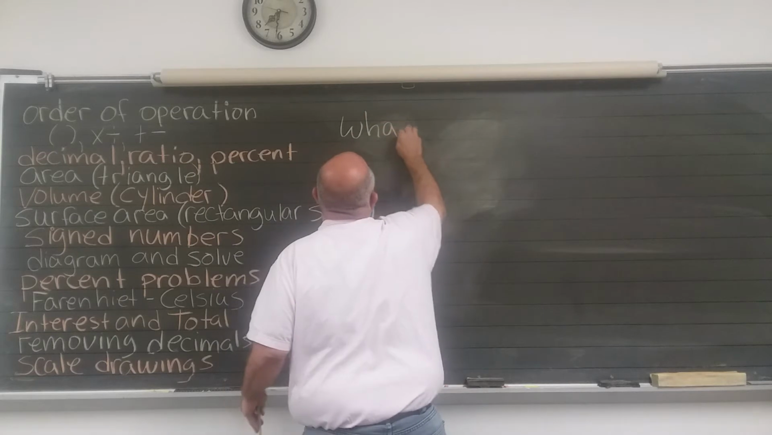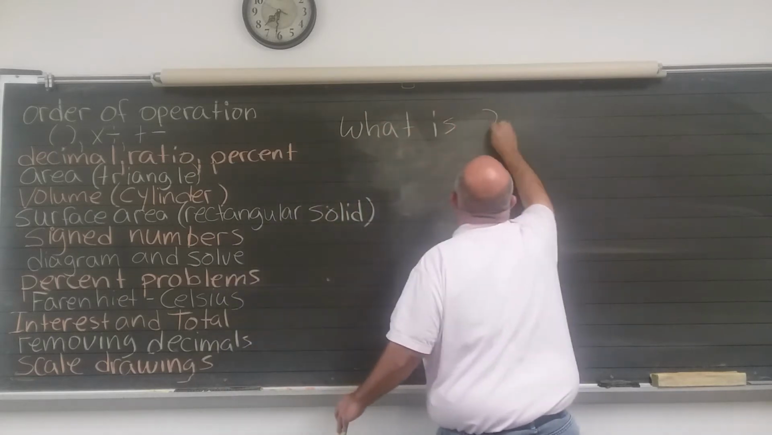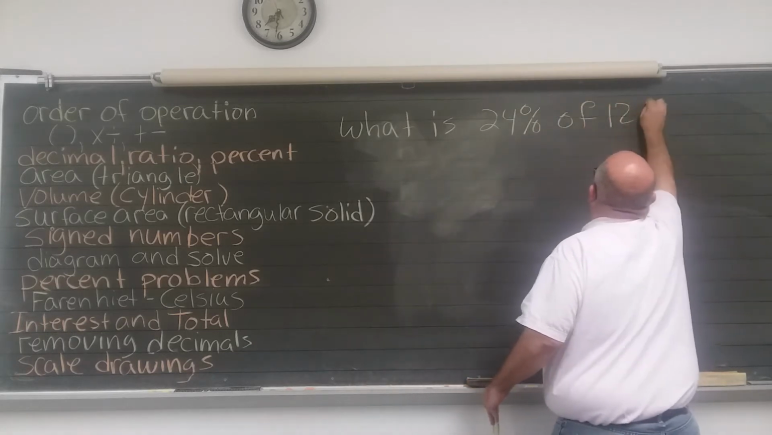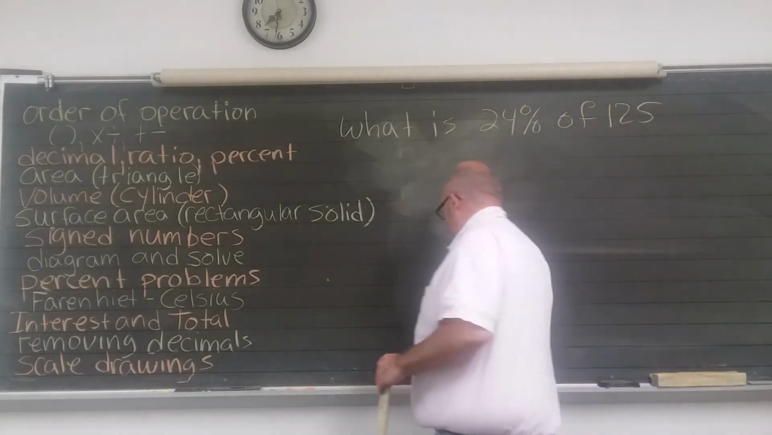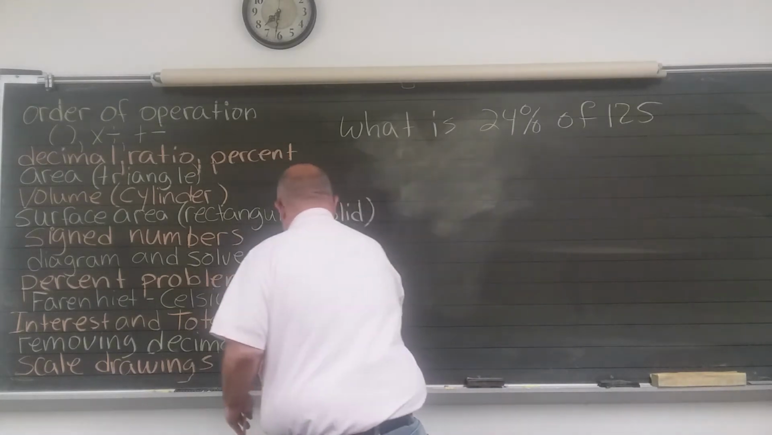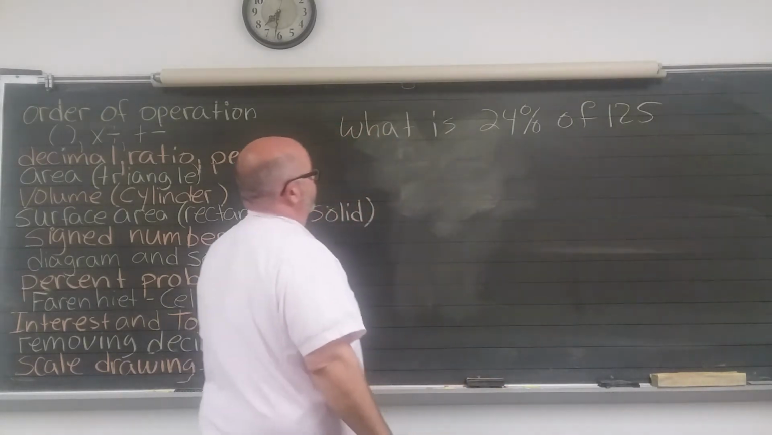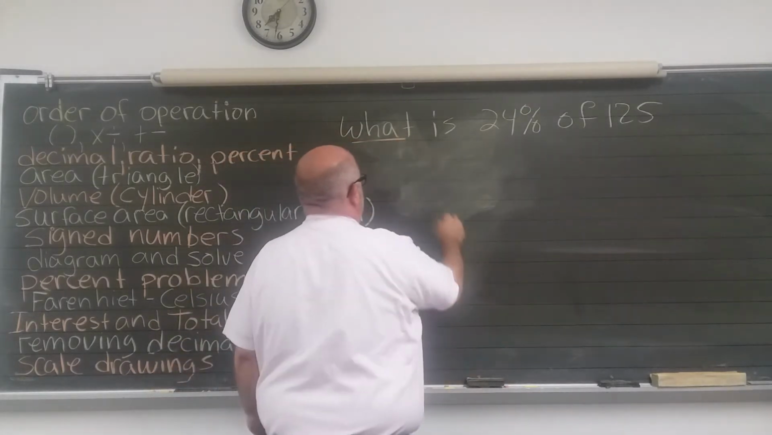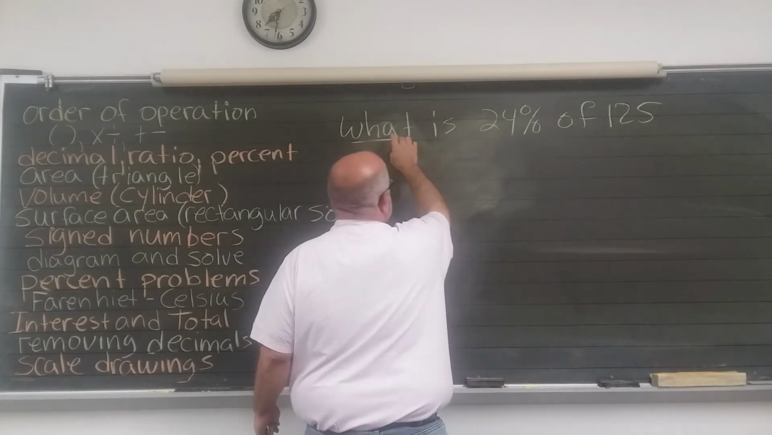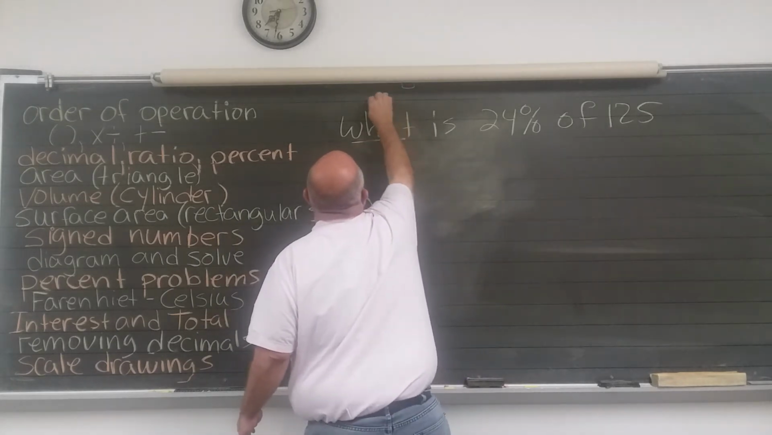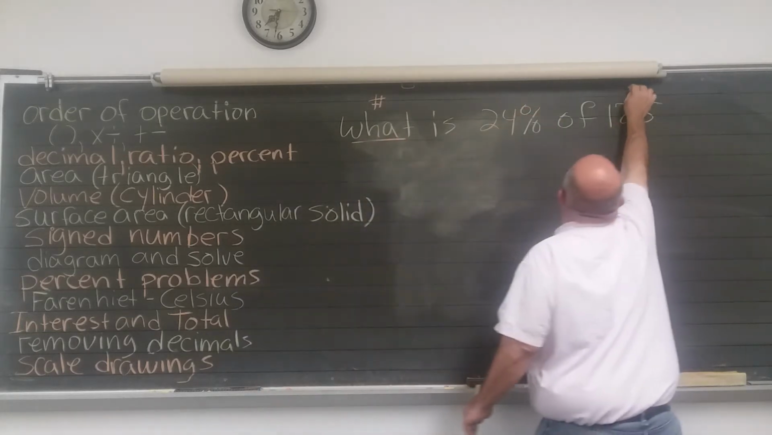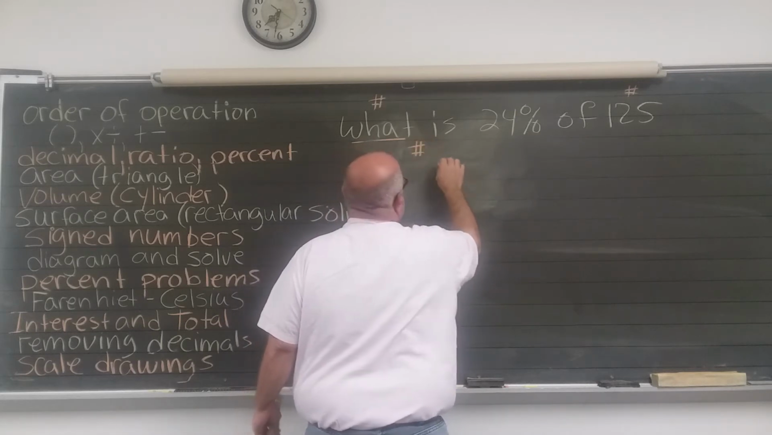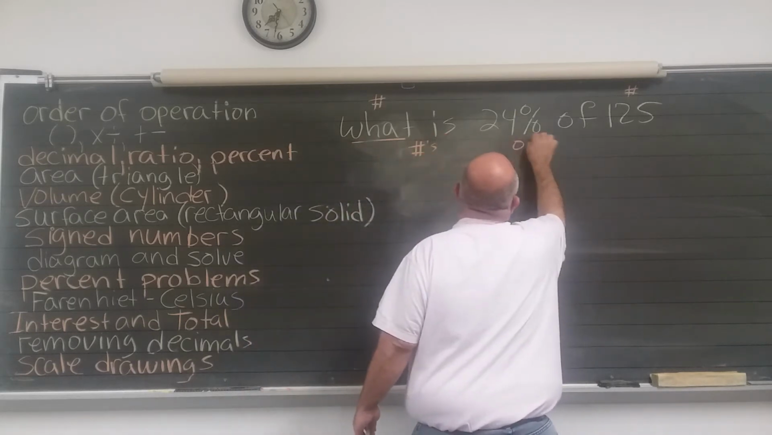What is 24% of 125? Make sure you know how to set those up. Okay, 24% of 125 looks like what? Here's your missing number. What is? Remember how to do that? Here you have number over number. Your missing one is a number. This is a number. Here's a percent, and this is a number. You have number over number, so you have the numbers and percents.